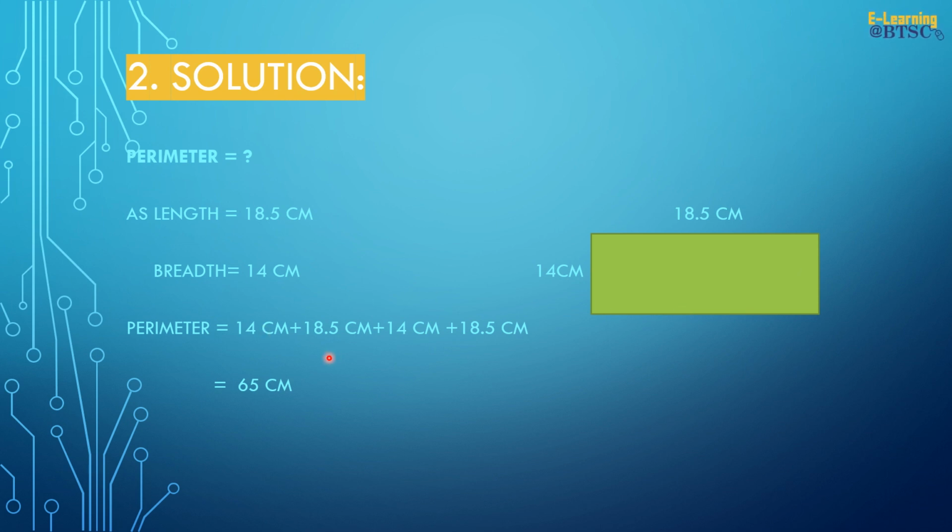Now we will add the length of all the sides, and that is equal to 65. By adding 14 plus 18.5 plus 14 plus 18.5, we are adding the length of all the 4 sides of the rectangle, and the answer is equal to 65.